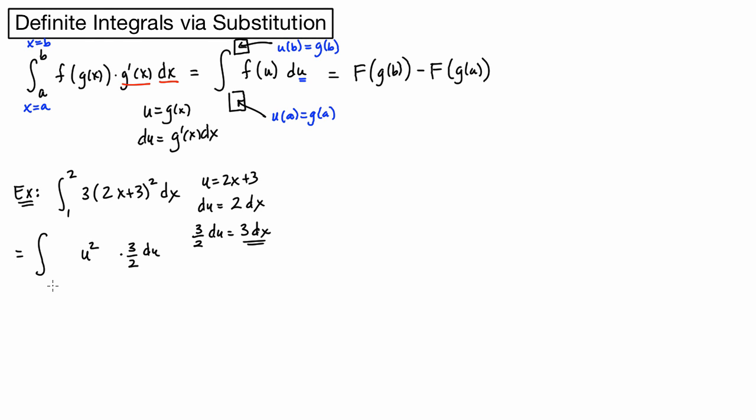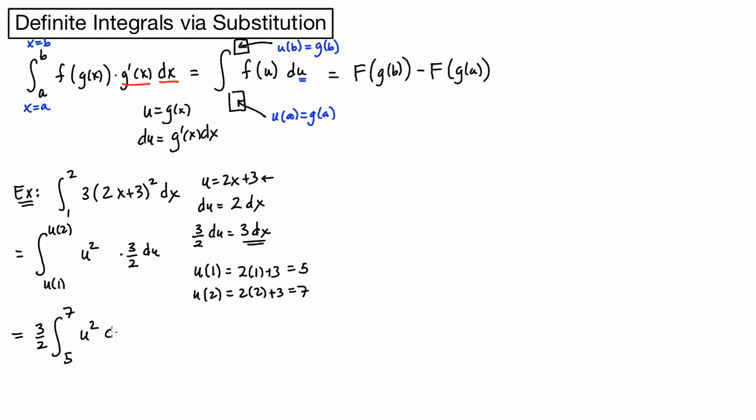Now the limits are supposed to be the value of u at 1 and the value of u at 2. So if we come over here to the side, u at 1 is, here's my function u, my substitution. U at 1 is 2 times 1 plus 3, or 5. And u at 2 is going to be 7. So updating my limits and pulling out any constants, the new integral is going to be 3 halves, and the new limits are going to be 5 to 7 of u squared du.